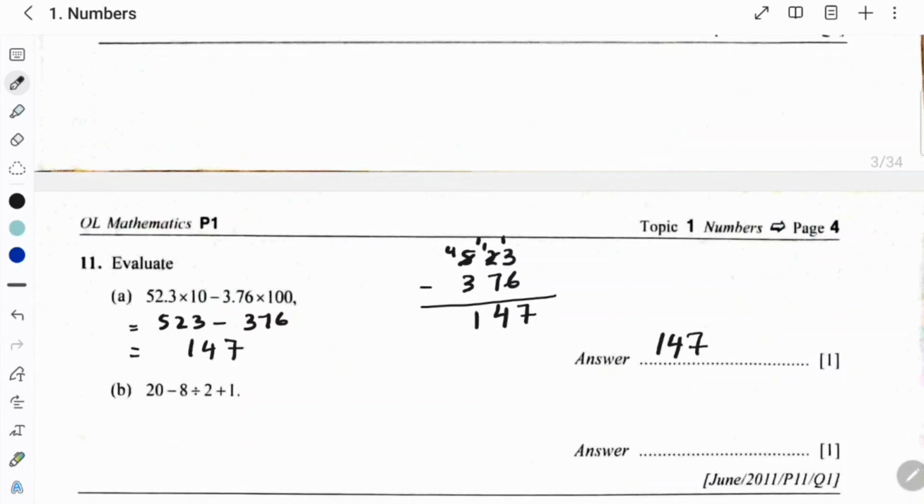Let's try B part. 20 minus 8 divided by 2 plus 1. 8 divided by 2 is 4, minus 4 plus 1. 20 minus 4 is 16, and 16 plus 1 is equals to 17.